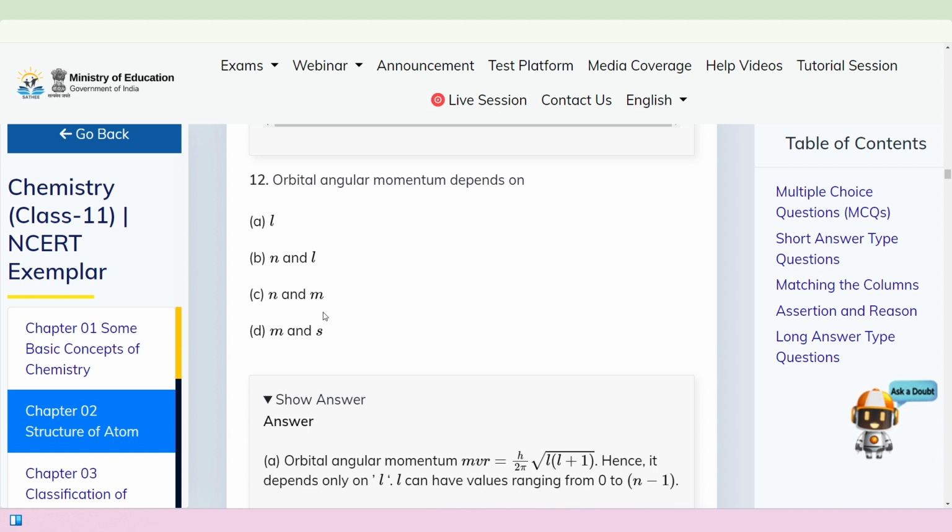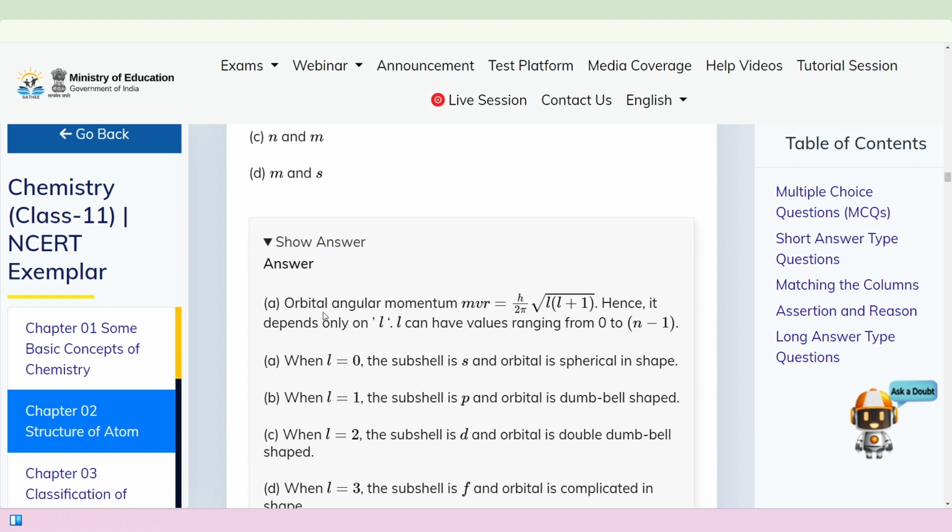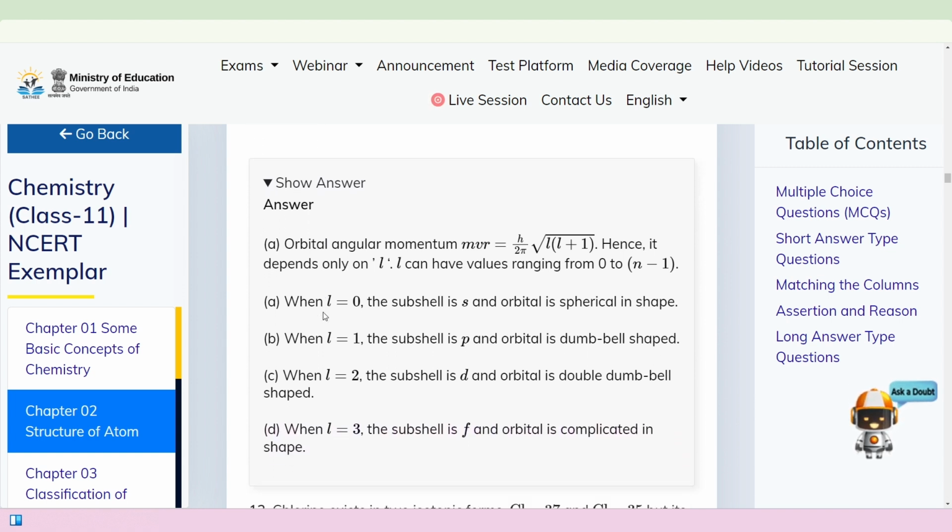Now next. Some examples are given here: when L is equal to 0, the subshell is s and the orbital is spherical in shape. This just gives the shape, because if we know the shape, we can go with the orbital momentum, because your electron is revolving around the nucleus. If its path is defined in some way with the help of any quantum number, then this angular momentum is of course dependent upon the direction in which the electron is traversing. So if you know the shape, you can of course decide the orbital angular momentum. Clear?